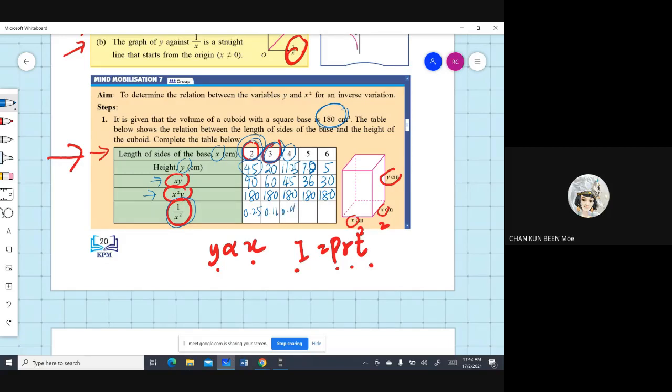Okay, so from the result that we have, this part is the most important because you can see 180, 180. 180 is a constant, right? When it comes to a constant, it means that the value of x squared y is a constant.